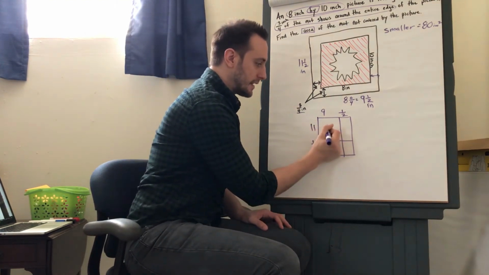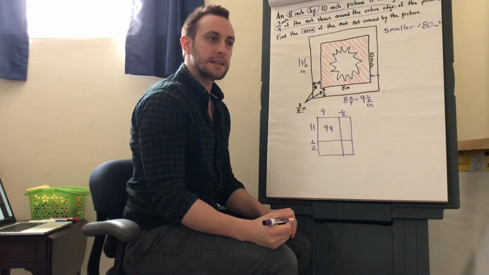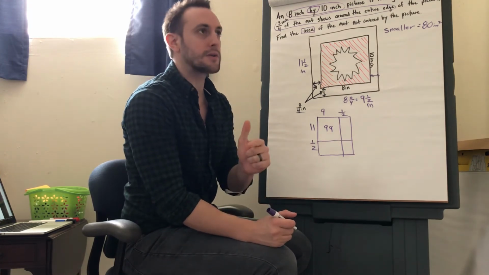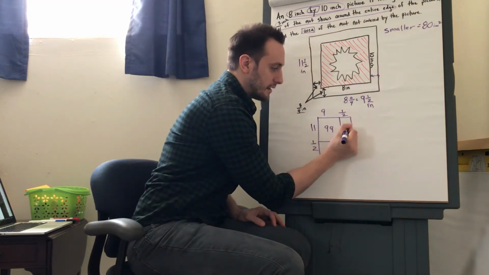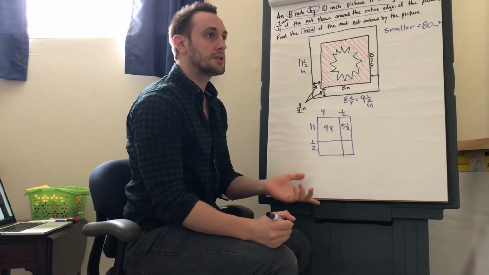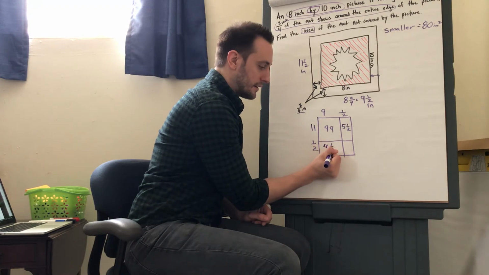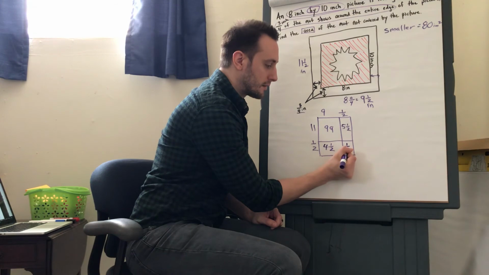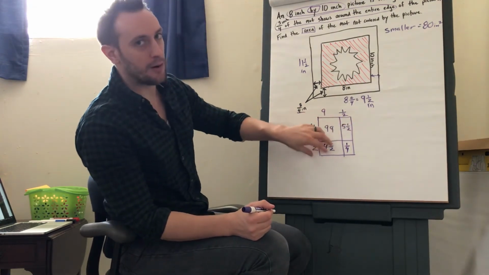So 11 times 9 is 99. 11 times 1/2 is 11 halves, but we can take that a step further using mental math. 2, 4, 6, 8, 10. 12 is too much, so it's 5 and 1/2. 1/2 times 9 is 9/2. So 2, 4, 6, 8, 4, and 1/2 left over. 1/2 times 1/2 is going to be 1/4. Okay, so now what I'm going to do is add up all of these.